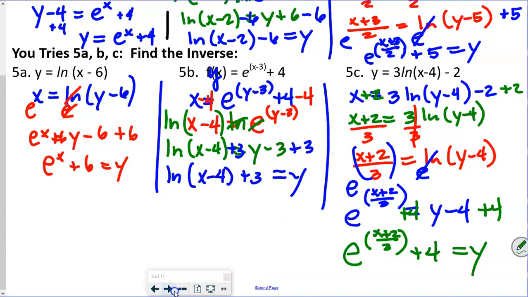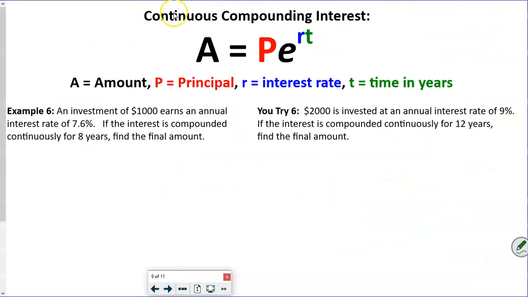Okay? All right, now we're going to talk about continuously compounding interest, okay? So with continuous compounding interest, we have our amount that we're going to get after the fact. We have our principal. That's the money we start with. We're going to use e. Yes, the e that's in our calculator to do this. And we're going to multiply, or we're going to take that to the power of our rate of interest times our time, keeping in mind that we're always going to turn this into a decimal.